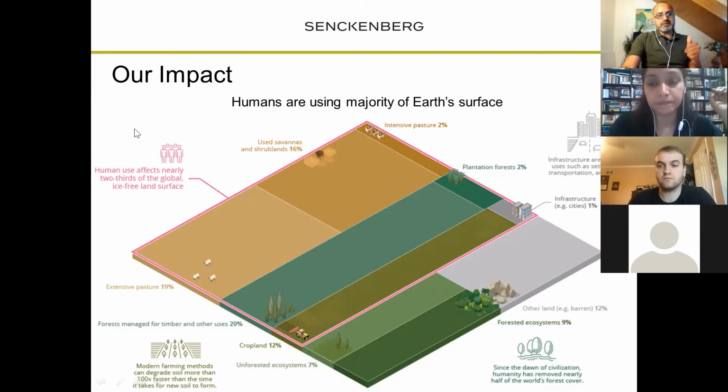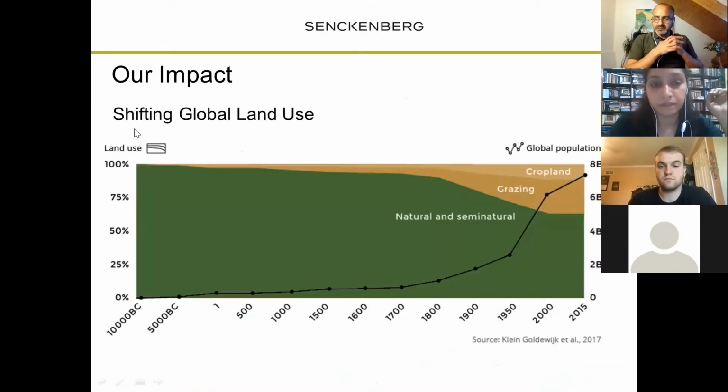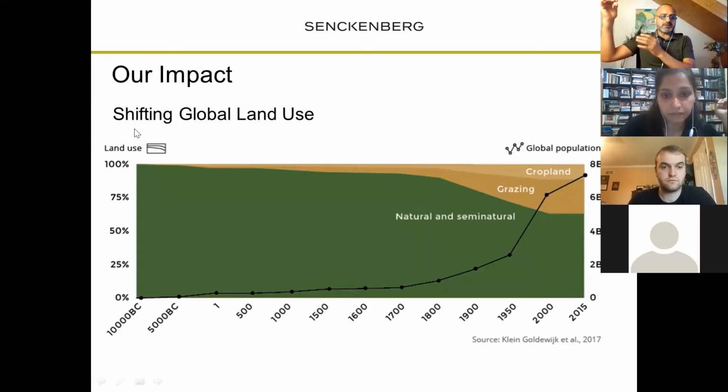And that's why it is very important to take care of our whole biodiversity and the ecosystem organisms which are present in our environment. This is another example of how we are changing and shifting the global land use. We see that it is going from BC to 2015, and this line is showing the increasing trend of human population, which is touching around 8 billion, or 7 billion, at this moment.